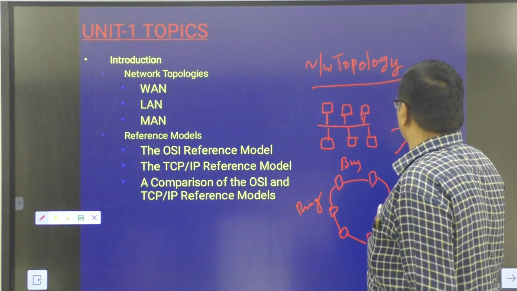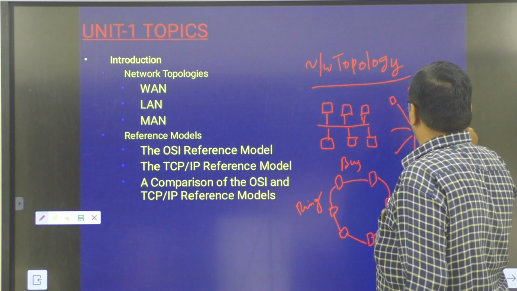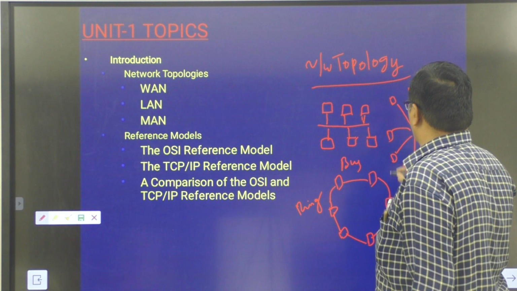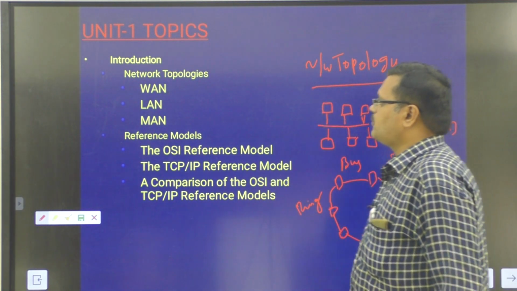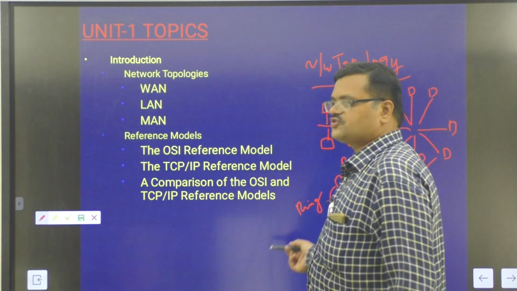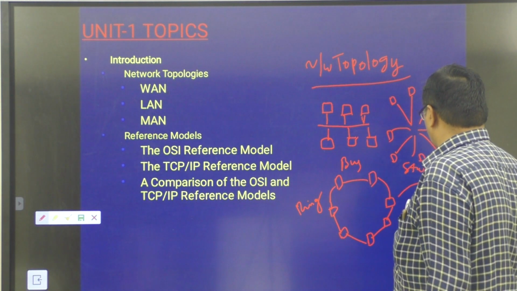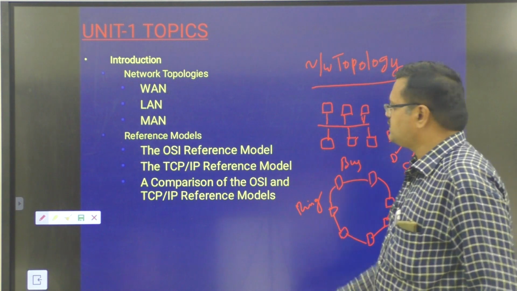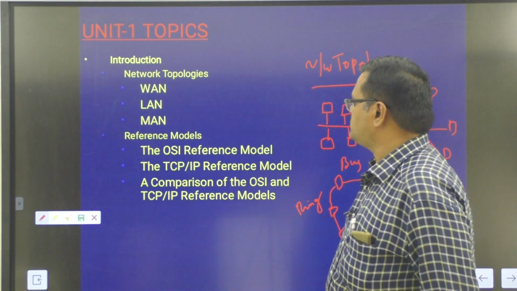So these are the different network topologies. Either it could be a bus or a star or a ring or an intersection of rings, so one more ring here, like this. Basically these are symmetric in nature. Okay, so this is about the network topologies.